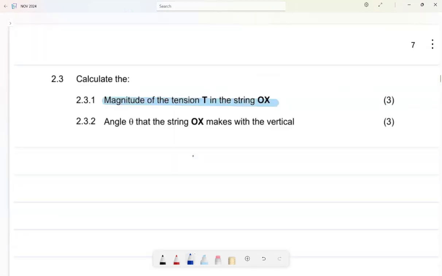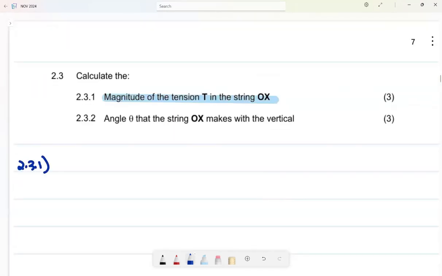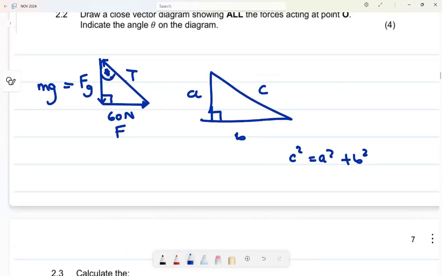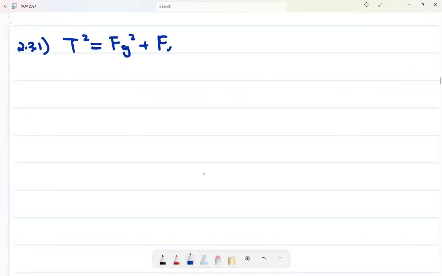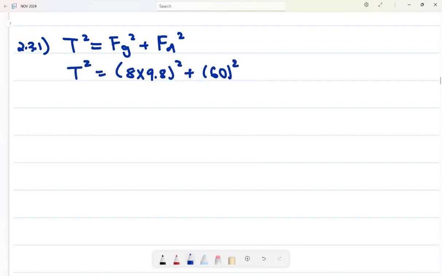So if I want my tension for 2.3.1, I can say T squared is equal to FG squared plus, I can say this is FA, okay? Let's just name this F, or force applied, okay? And plus FA squared. And then my T squared is going to be equal to, what is FG? Remember, FG is the same as mg. So it's going to be mass multiplied by 9,8 all squared plus 60 squared. And then T is going to be just the square root of everything there.